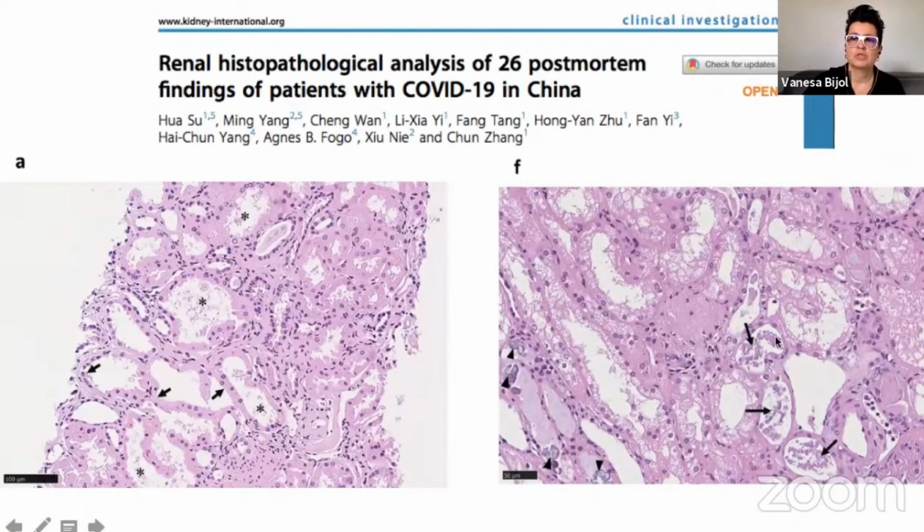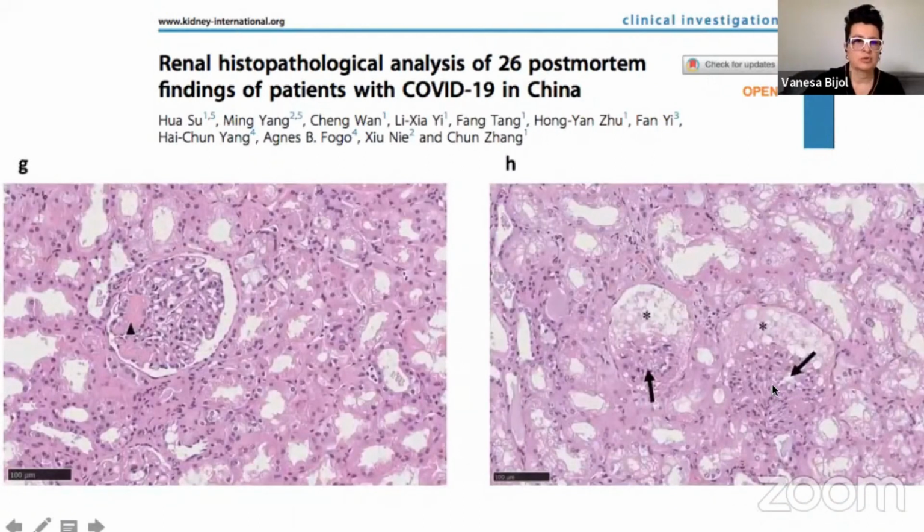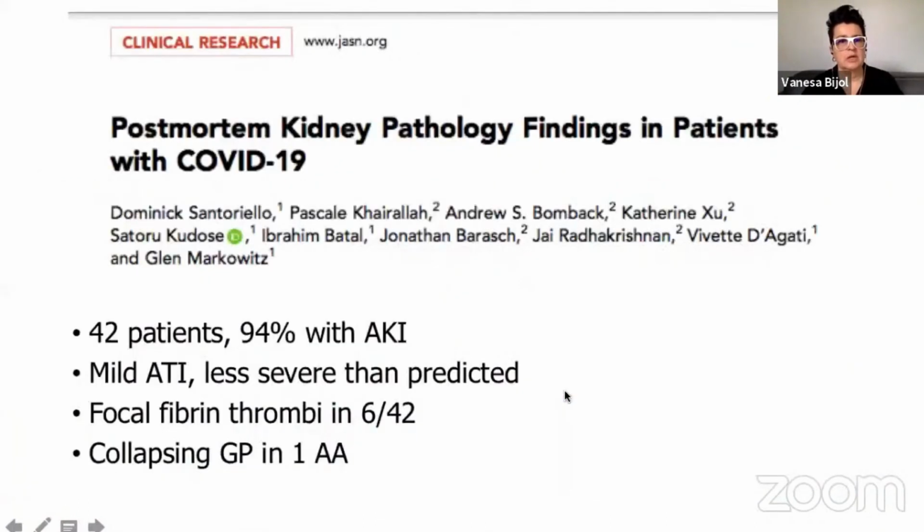You may see also some pigmented casts in rare instances, but very non-inflammatory. And some patients also had segmental fibrin thrombi in glomeruli. Some had pre-existing ischemic changes like hypoperfusion and so on. So very non-inflammatory. The other important study came from our colleagues at Columbia.